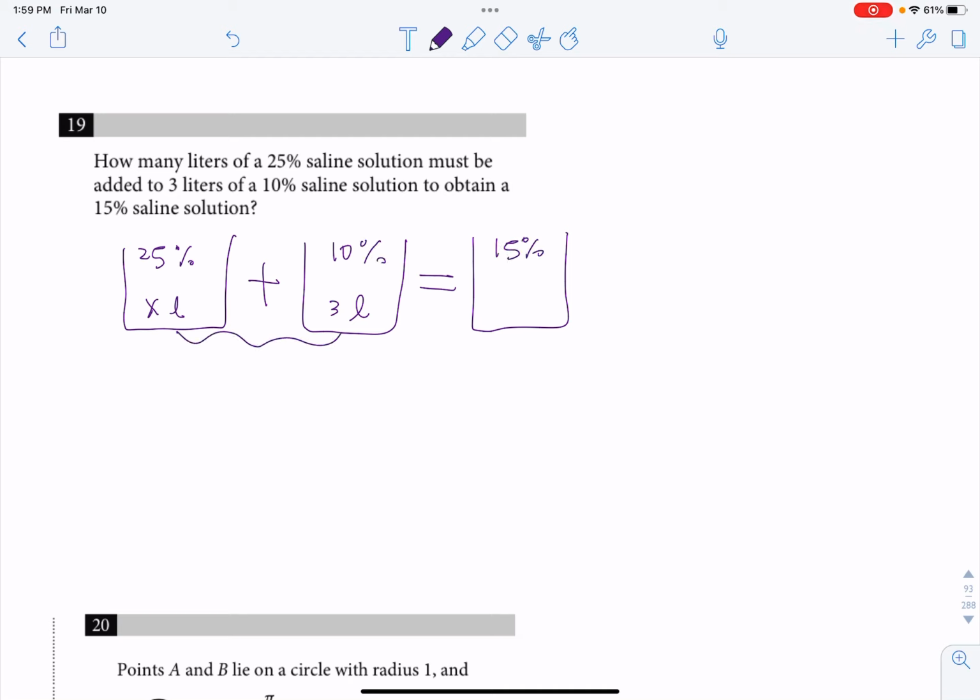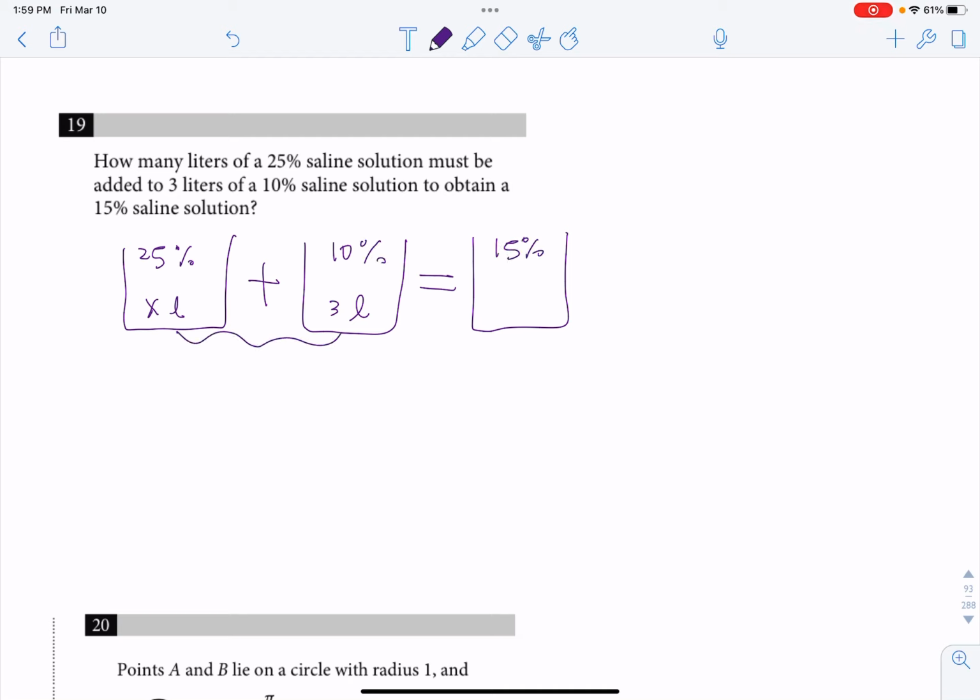25% of x liters added to 10% of 3 liters becomes 15% of x plus 3 liters. Then how do you set up the equation for this one? 25% changing to the decimal: 0.25x plus 0.10 times 3 equals 0.15 times x plus 3.